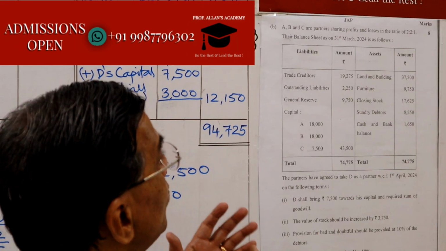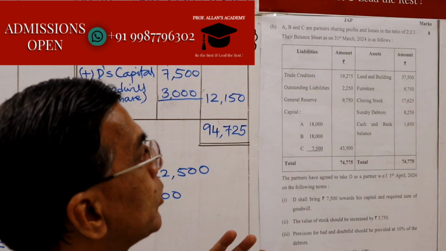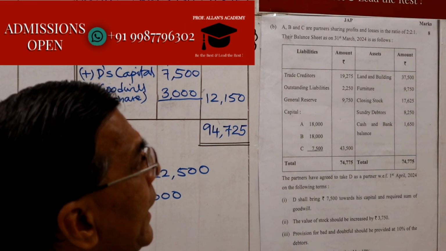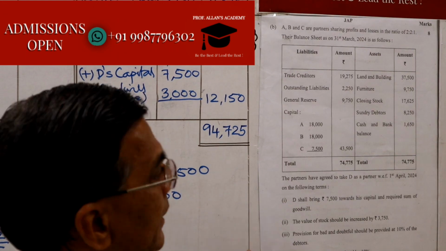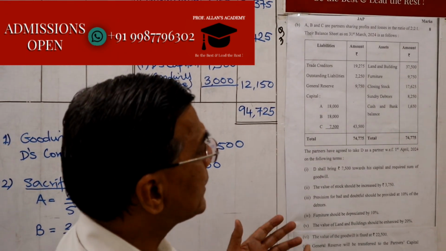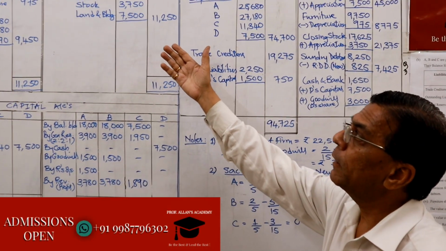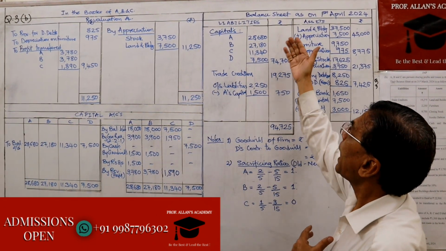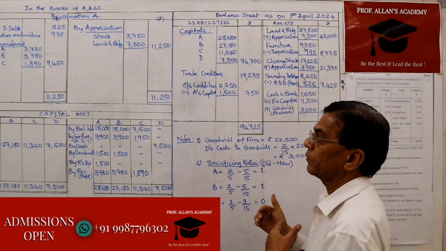We now move on to question number 3b. This particular question is from the topic partnership accounts and the marks allocation is 8. To be specific, this particular problem is on admission of a partner. Now, in the case of admission of a partner, the accounts that I need to prepare are the revaluation account, the capital account, and the balance sheet as on the date of admission.